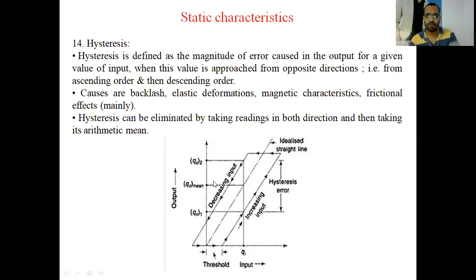Okay, so for removing hysteresis, you have to load the instrument one by one and then remove the object from the instrument in a decreasing order, and after that we have to take the arithmetic mean, and you will get the final reading. So this is all about the static characteristics.